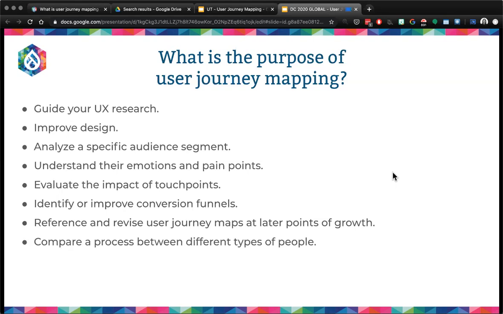We can reference these later on once they're put together. We can revise them as we change systems or things like that, maybe improve our conversations and continue to grow and improve things. So we want to compare a process sometimes also between different types of people to see what sort of accommodations we need to make.